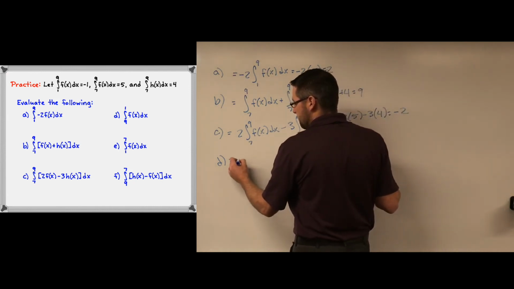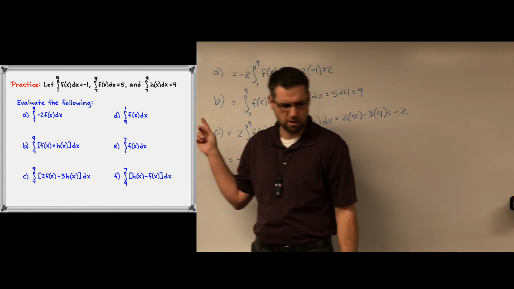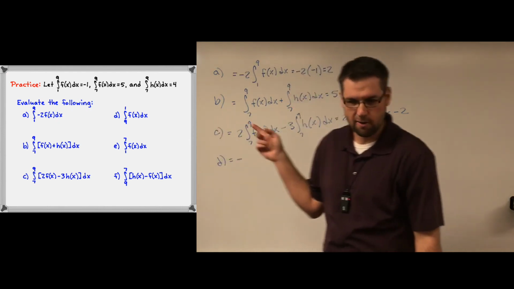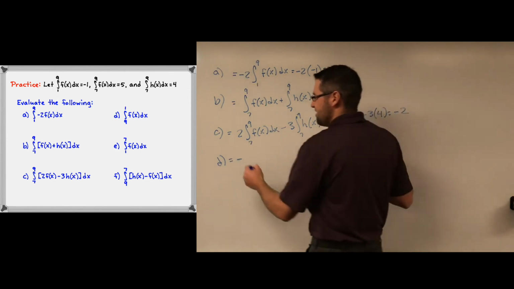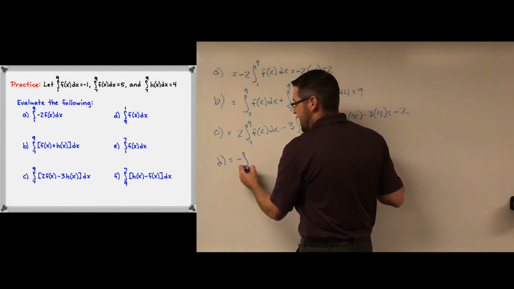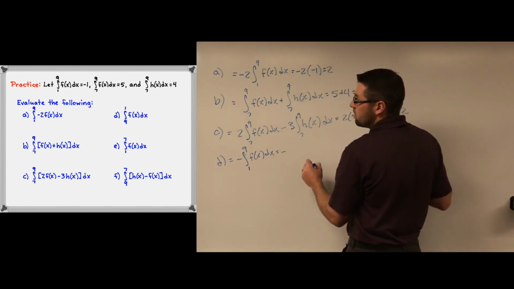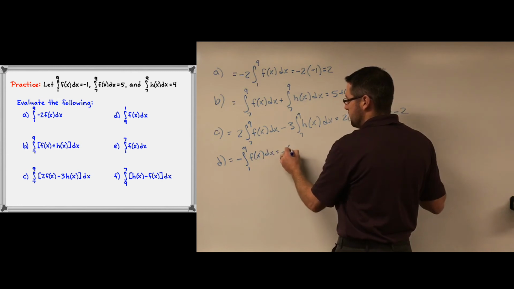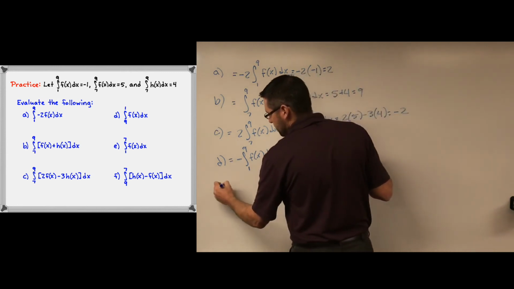D, what am I going to do with that? What is that rule called? The order of integration. The flipping rule, the order of integration. Okay. So negative integral from 1 to 9 of f of x dx equals negative negative 1, which is 1.